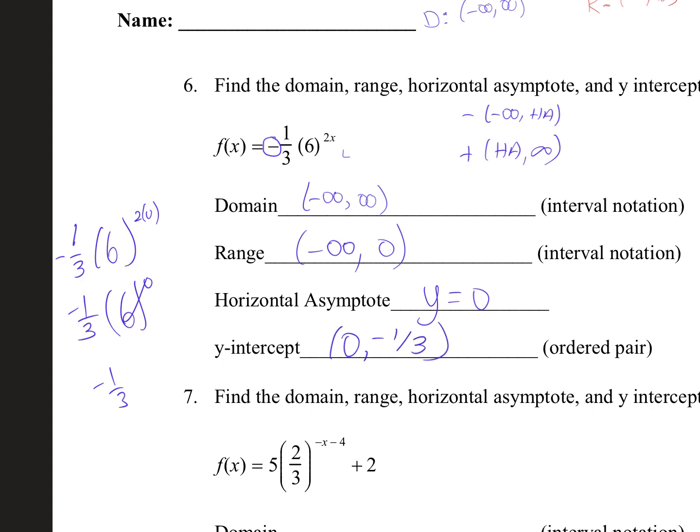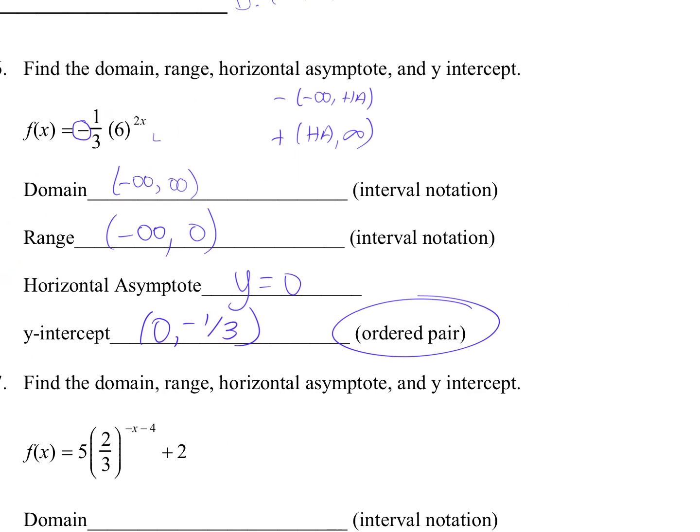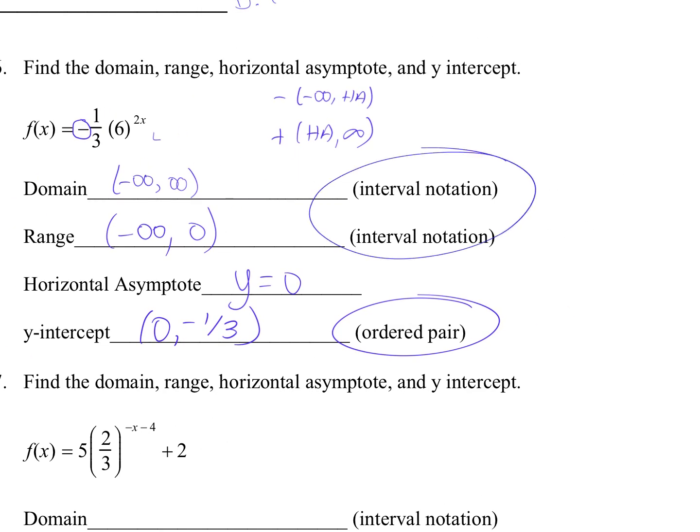Most of your calculators will go back and forth from fractions to decimals. If you would like to know where that button is, I'll let you know and I'll show you. It's real easy. It just toggles back and forth. But we always write our intercepts as ordered pairs. Domain and range is always interval notation. Right?